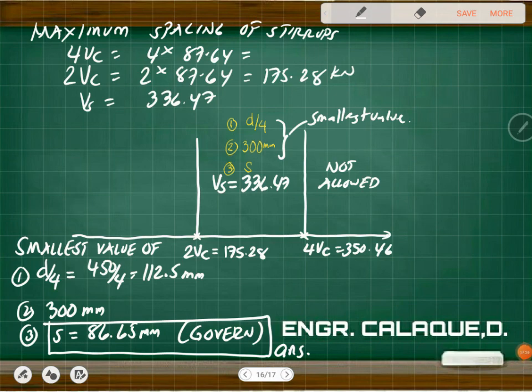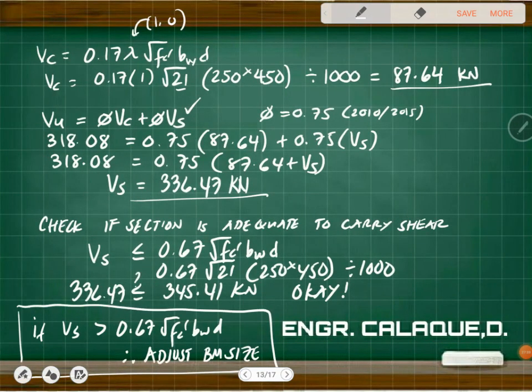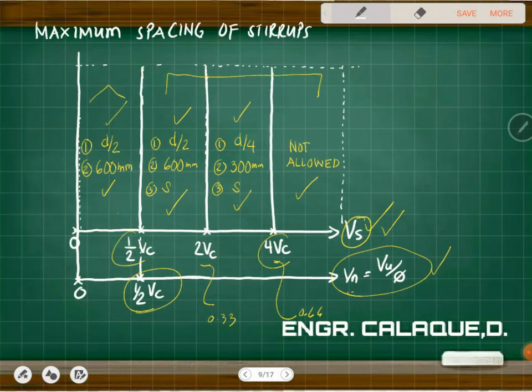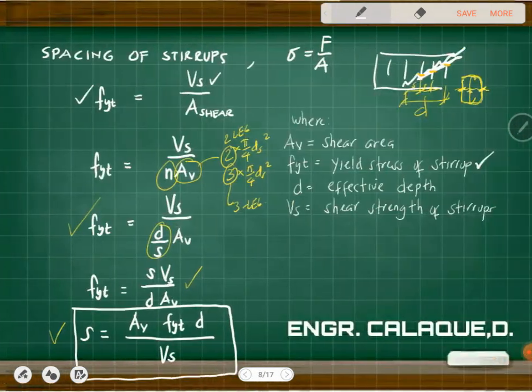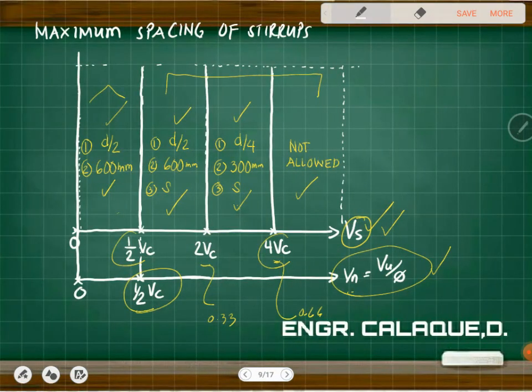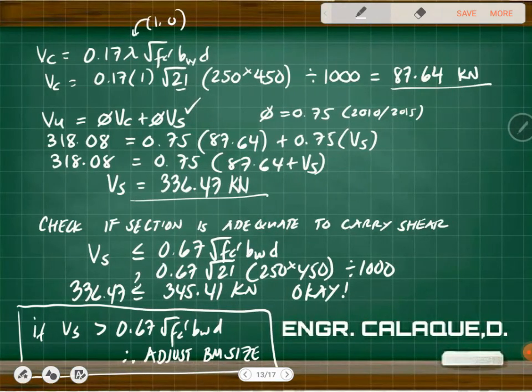So, I hope may natutunan kayo dito sa pag-design ng stirrup for beam. So, review nyo lang yung first na video dito para makita nyo yung mga formulas tsaka yung mga code and mga limits na kailangan. Sige, so thank you and see you in the next video.